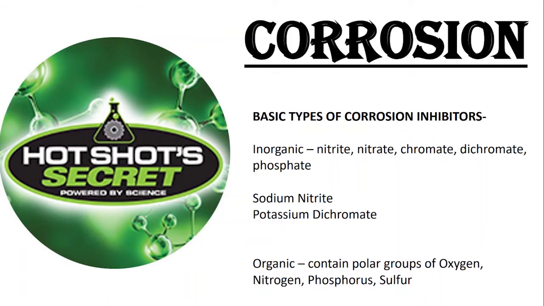Basic types of corrosion inhibitors include organic and inorganic. Organics contain polar groups of oxygen, nitrogen, phosphorus, or sulfur. Inorganic examples include nitrites, nitrates, chromates, dichromates, phosphates, things of that nature. Examples of corrosion inhibitors are sodium nitrate and potassium dichromate.